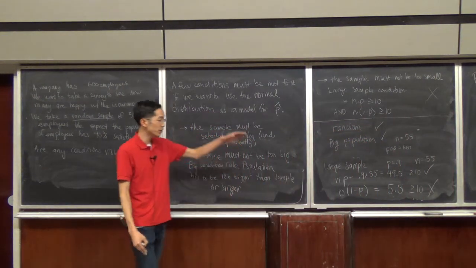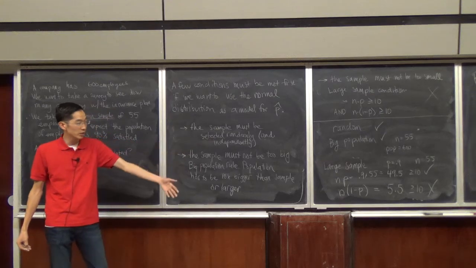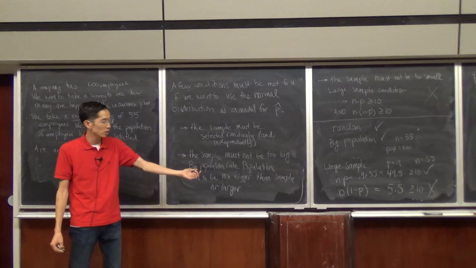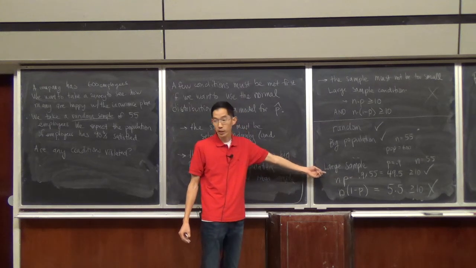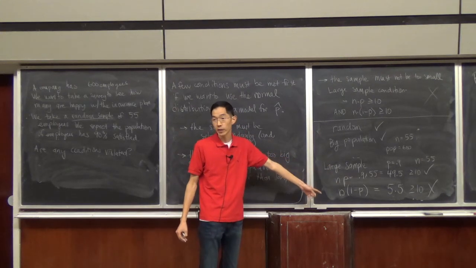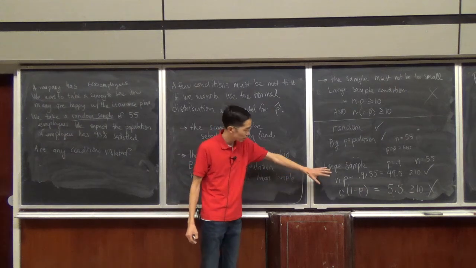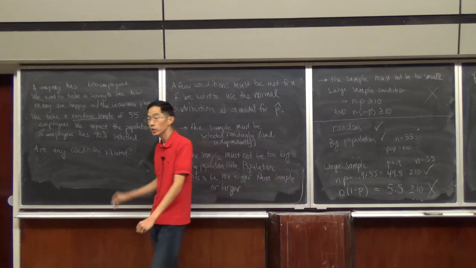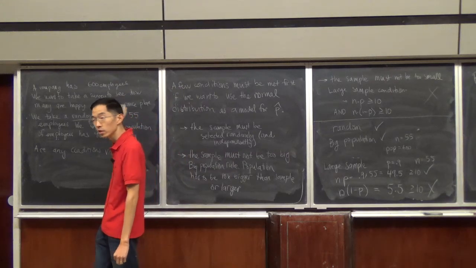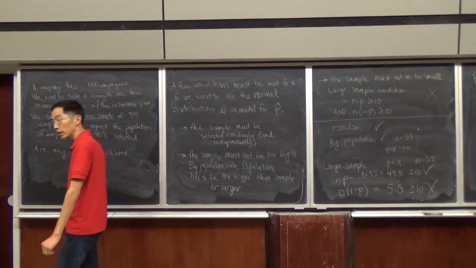So you have to check both n times p and n times 1 minus p, and both of those numbers have to be bigger than 10. 49.5, yes, bigger than 10, but 5.5 is not. So this condition fails. And so that means we cannot use the normal model to do any kind of analysis here.